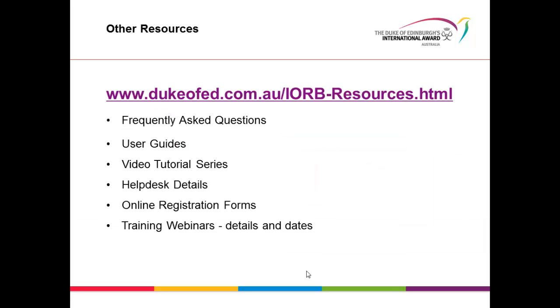And that concludes the overview tutorial for the changes between the Australian Online Record Book and the International Online Record Book for award leaders. For more information, visit our national website, where you will find frequently asked questions, user guides, a video tutorial series, help desk details, online registration forms, and the details and dates of upcoming training webinars.